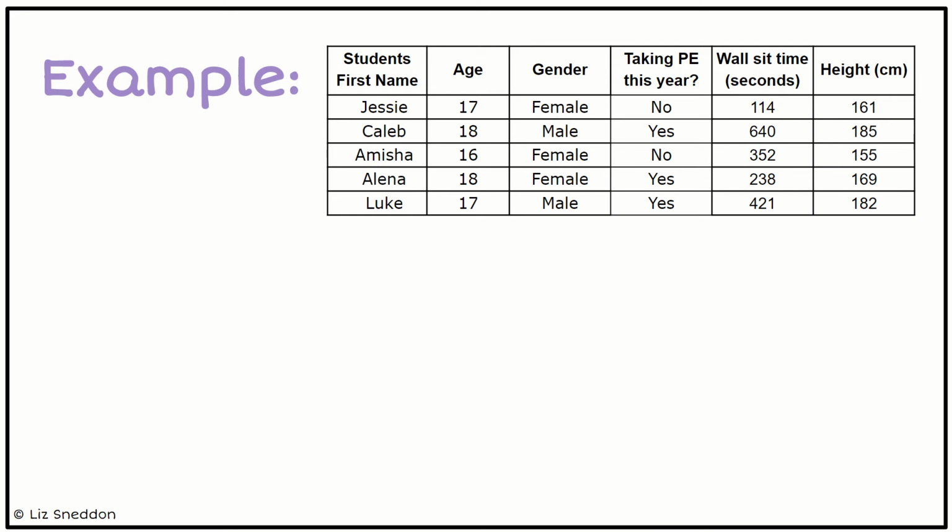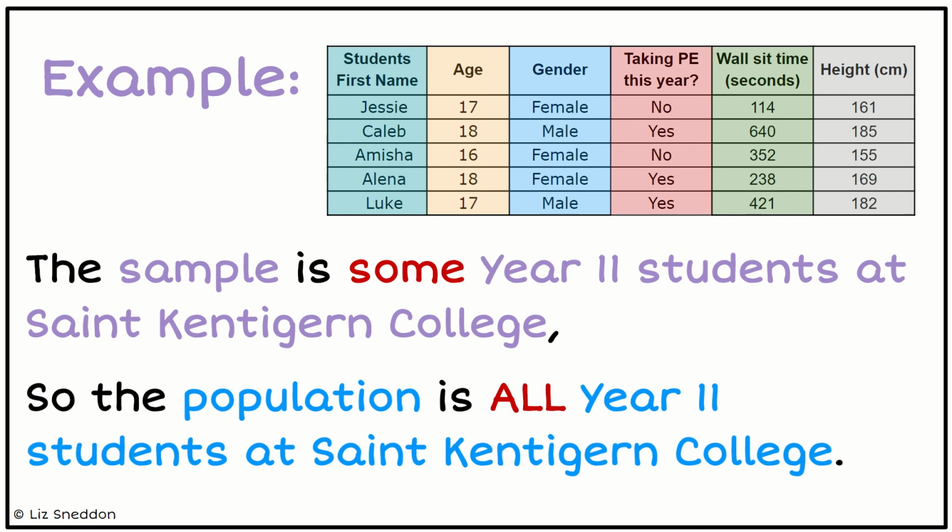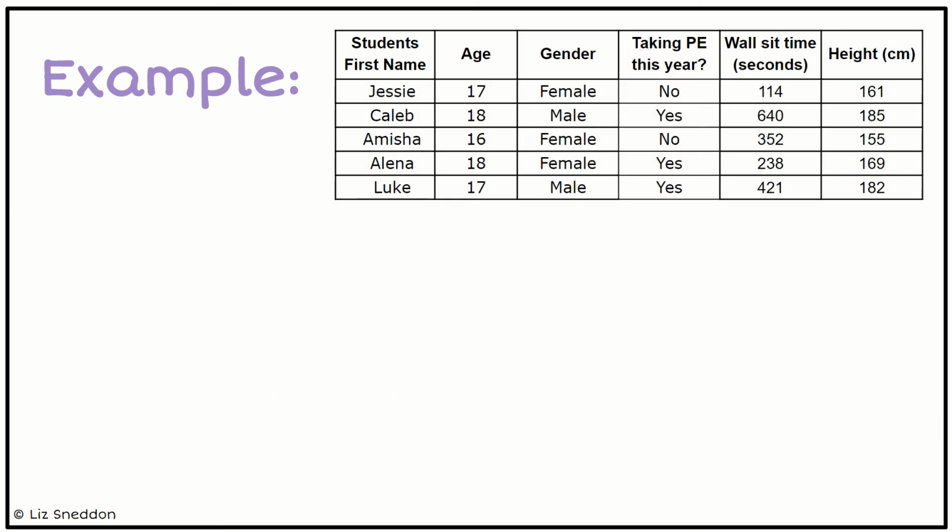So here's our example. Our first step, remember, was to choose one variable. I might just want to choose a student's first name as the variable I'm going to investigate. I could choose their age as the variable, or gender, or PE, or wall sit times, or height. I would choose one of those variables. Then, a little reminder, this is our wall sit data, so the sample is some of our Year 11 students at St Kentigern College. That means the population is all Year 11 students at St Kentigern College. So let's have a look at writing some questions and putting all that together.